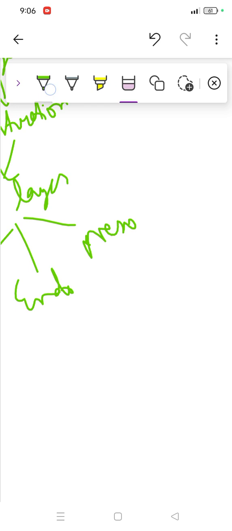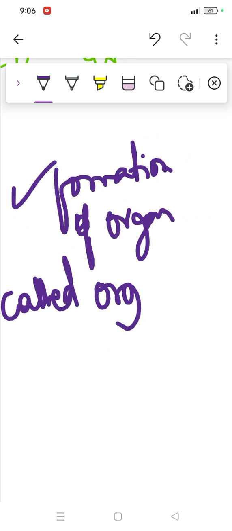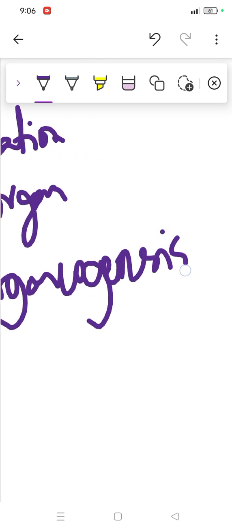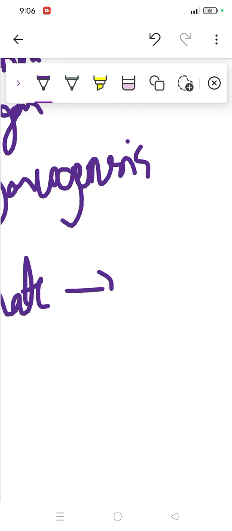So here comes what we'll discuss today, which is organogenesis. If I introduce organogenesis, it is simply the formation of organs. Then the first thing we see is the vertebrates, which include humans. Then we have the chordates.